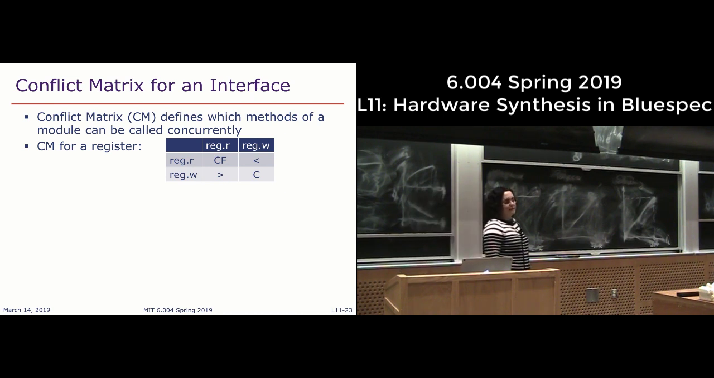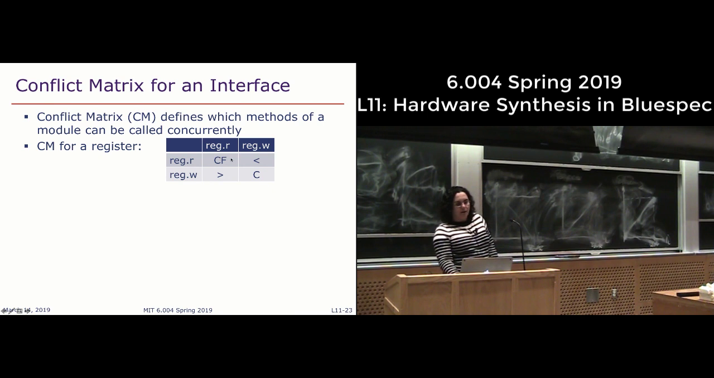So what is this thing telling me? Well, I've got rows, which correspond to my methods, and I've got columns, which also correspond to my methods. So the .r is my read method, .w is my write method. And so what is this thing trying to say? This box right here in the upper left is saying, can I do two register reads together? Is there a problem in doing that? Will I get any bad data if I read the register from two different methods? No, right?